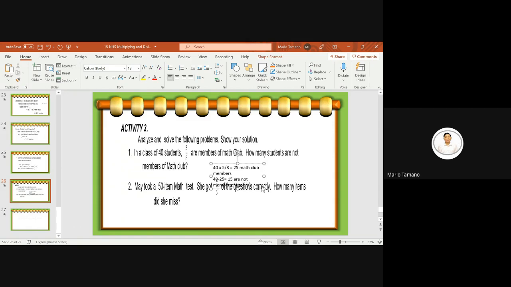Okay po? Naintindihan? So, 40 times 5/8 is equal to 25. So, 25 is the number of math club members. Then, we have 40 minus 25 is 15. So, the number of not member of the club. Okay po? Naintindihan?